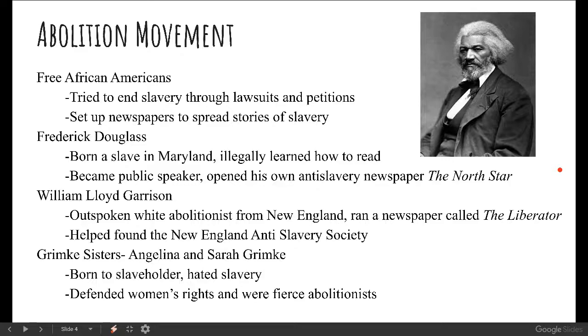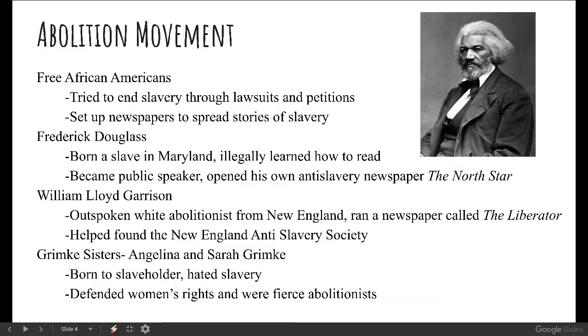We also have whites who are participating in the abolition movement as well. William Lloyd Garrison was a really outspoken white abolitionist from New England, and he ran a newspaper as well called The Liberator. And he helped found the New England Anti-Slavery Society. So we're going to have a lot of white people who are participating in abolition as well.